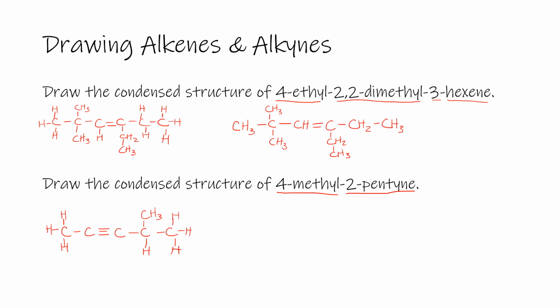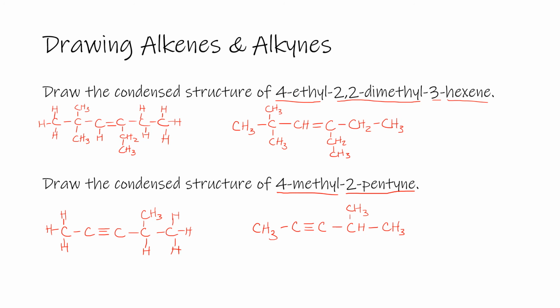Okay, so now drawing the condensed structure, carbon 1 is a CH3, and that's bonding to a C with no hydrogens, triple bonding to another carbon with no hydrogens. That bonds to a carbon with 1 hydrogen and a methyl group off of it. So I'm going to draw that up as my substituent, and then we end with a CH3 group. And that is the condensed structural formula.